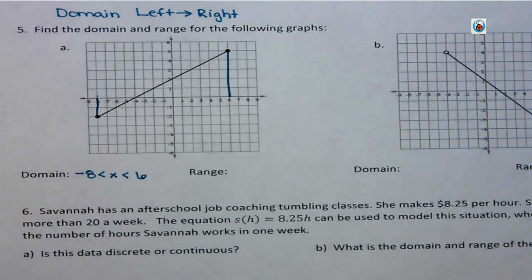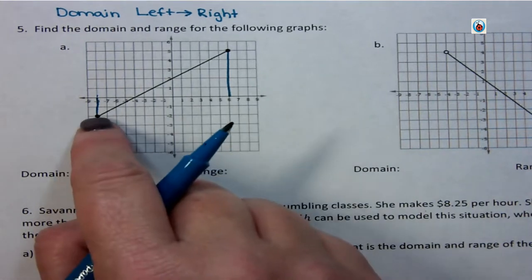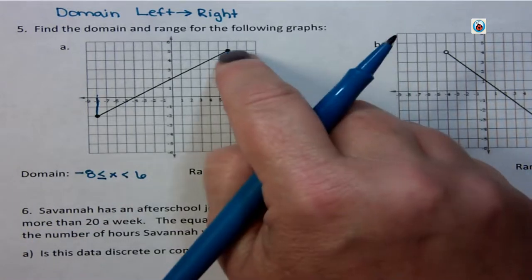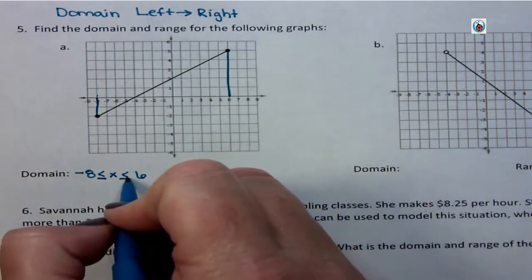Now you have to decide if -8 and 6 are included. -8 has a closed dot, so it should also have an equal to. 6 has a closed dot, so it should have an equal to.